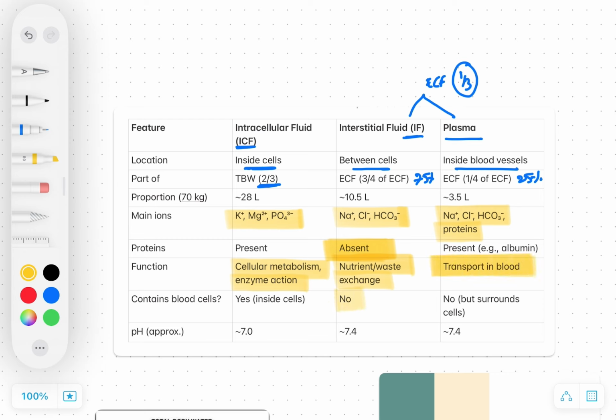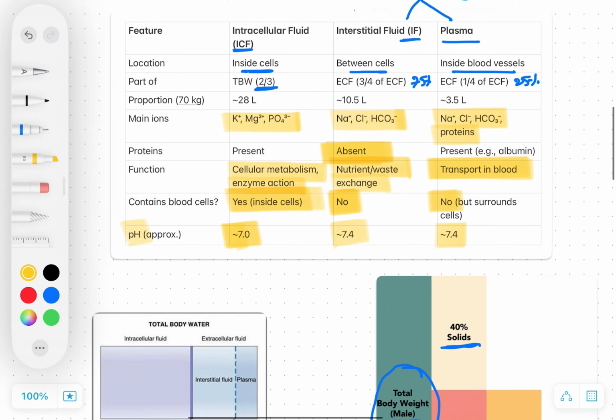No blood cells are present in the interstitial fluid, and plasma also doesn't contain blood cells, but it surrounds the cells. The pH is 7 in intracellular fluid and 7.4 in plasma and interstitial fluid.